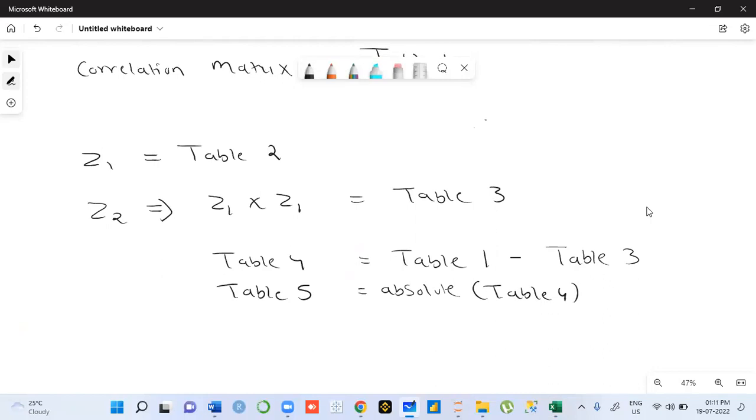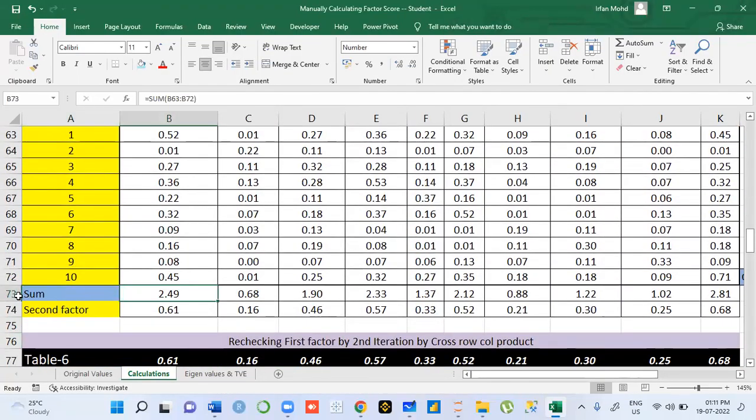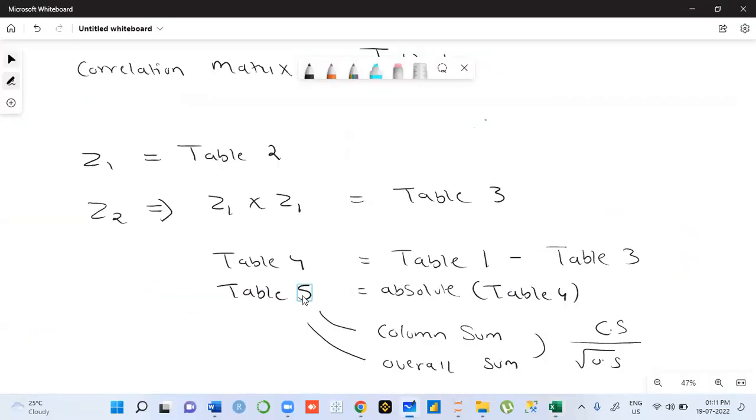Yes, sir. Now what do we do at the start? Remember, we do column sum and overall sum. In table number 5, what will we compute? Column sum. Then what do we do? Column sum divided by overall sum. So what will we get? We are working only on table number 5, no? We are also taking absolute, calculating in the same table. Table 5 will give me Z2. Clear. In the same way, can you compute Z3?